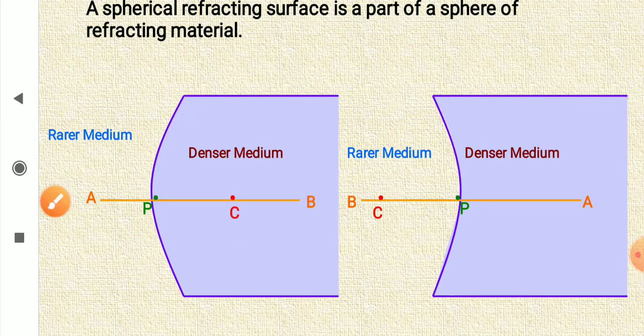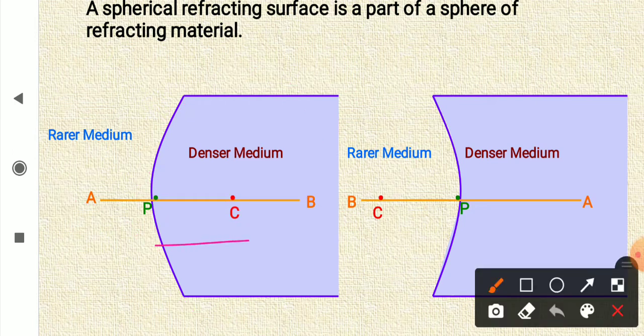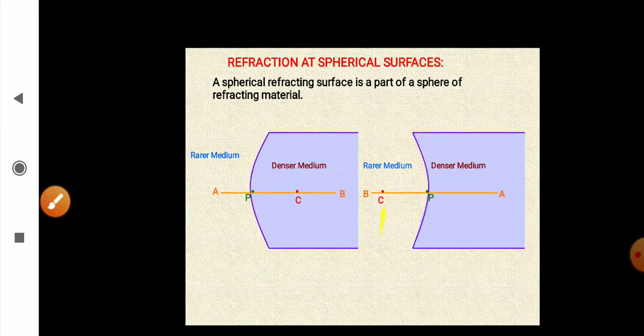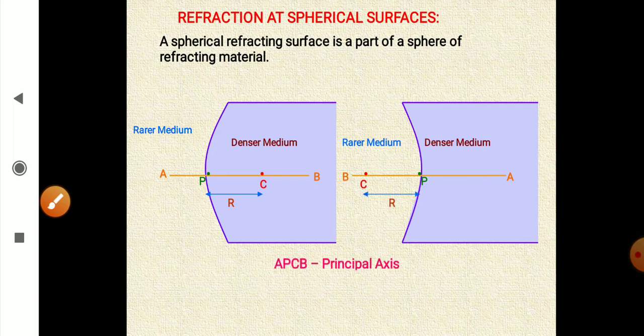And from pole to center of curvature, we have the radius of curvature. From this pole to center of curvature, we have the radius of curvature. So, these are some of the definitions that we will follow.